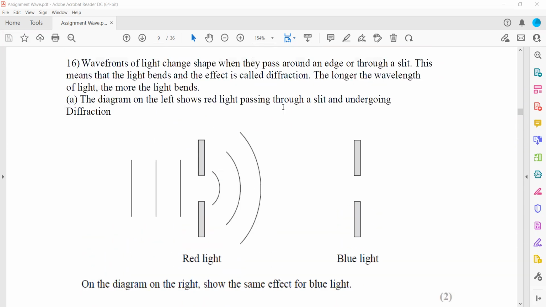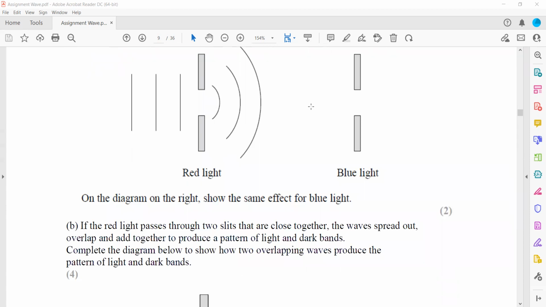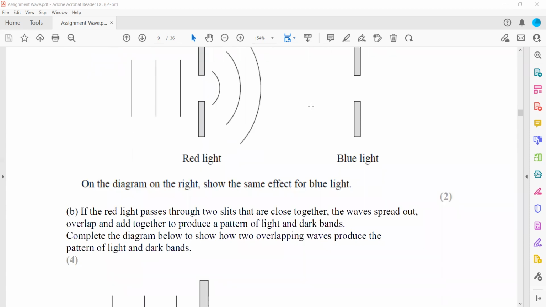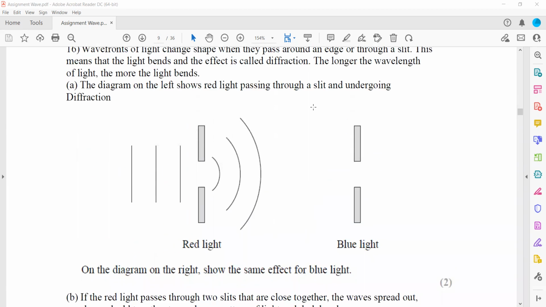Then wavefronts of light, when they're passing through an edge or through a slit, this means that the light bends, and this effect is called diffraction. The diagram shows that the longer the wavelength, the more the diffraction. The diagram on the left is for red light. The diagram on the right shows the effect on blue light.